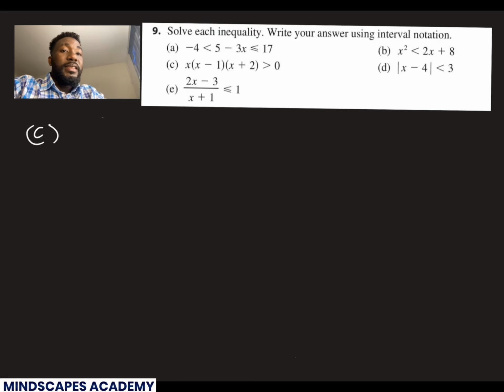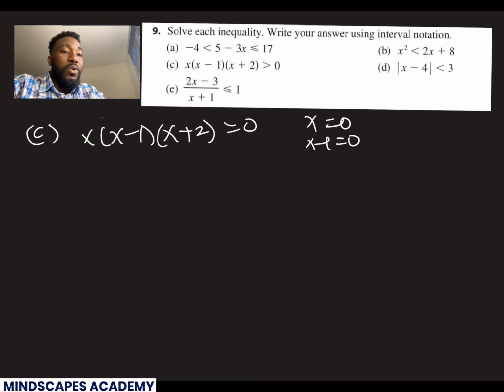Right, welcome back. Now, for this problem, just like I mentioned, we have the expression greater than 0. The first thing is we find the zeros. That is, you just assume it is equal to 0. When it is equal to 0, we say x equals 0, x minus 1 equals 0, or x plus 2 equals 0. Then we have x equals 1, x equals -2.